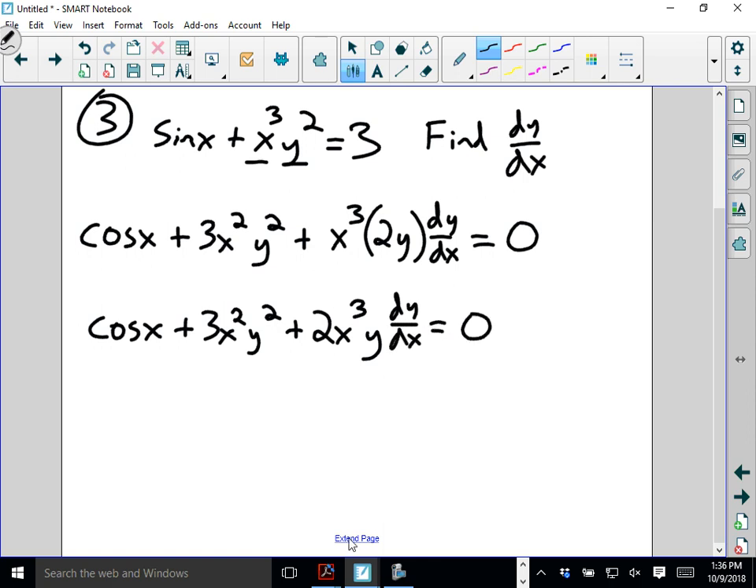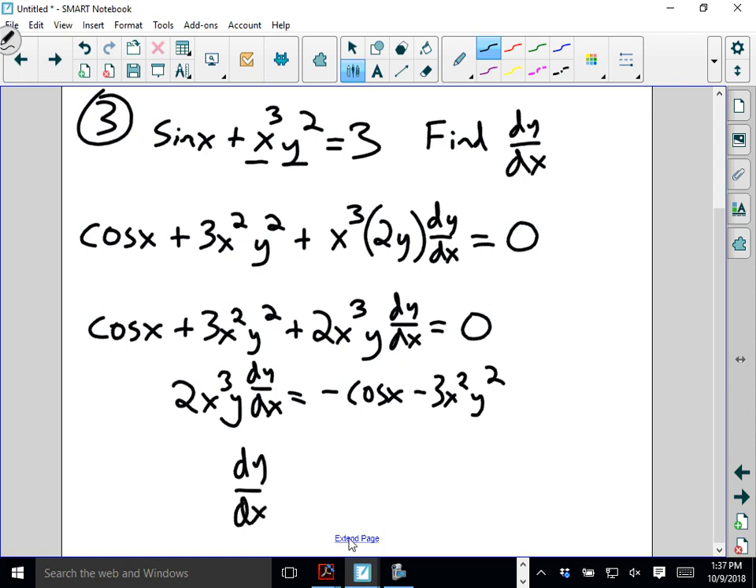So I want to get dy dx alone. What I'm going to do is move the cosine x and the 3x squared y squared to the other side. And I've got 2x cubed y dy dx equals negative cosine x minus 3x squared y squared. Then I'm going to divide by 2x cubed y, and I'll get dy dx equals negative cosine x minus 3x squared y squared over 2x cubed y.